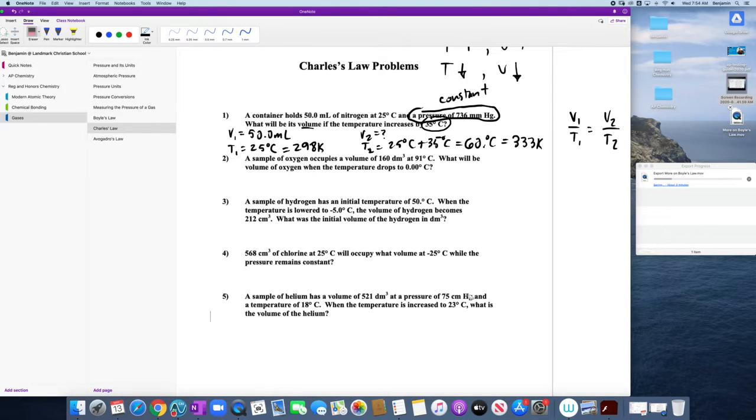Let's have a look at some more Charles' Law problems. Number 2 is a good reminder that we can't use just any temperature scale for Charles' Law problems. It has to be the Kelvin temperature scale. And the reason for that is very simple.